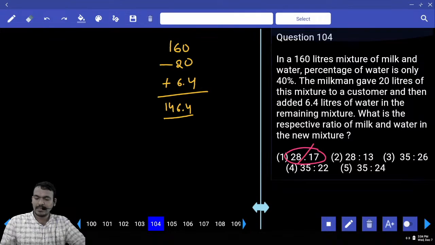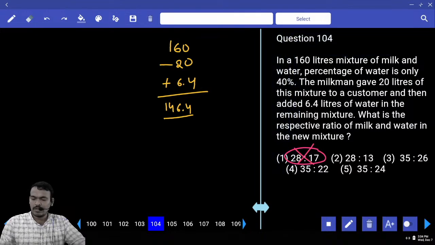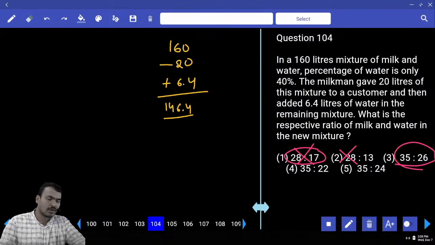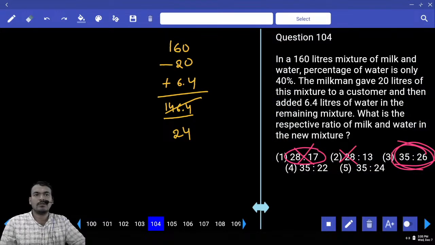No. What is the second option? 28 is to 13. 28 plus 13, 41. Is 1464 divisible by 41? No. What is the third option? 35 is to 26. Total how many parts? 61 parts. I think it is divisible, or not. 61 times 2 is 122. What is the remaining value? 244. 4 times, so it is exactly divisible by 146.4. Then which option is satisfied? The third option. Then the answer is 35 is to 26.